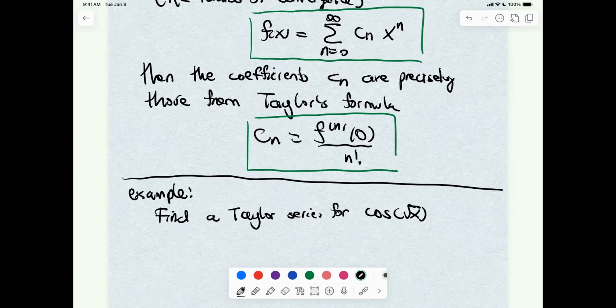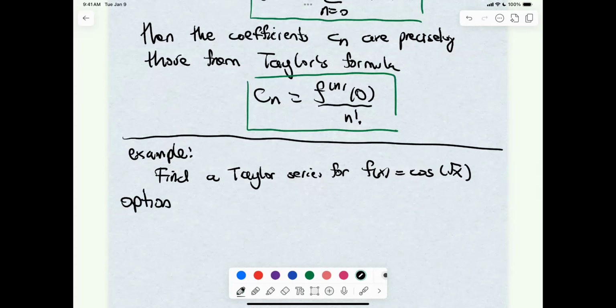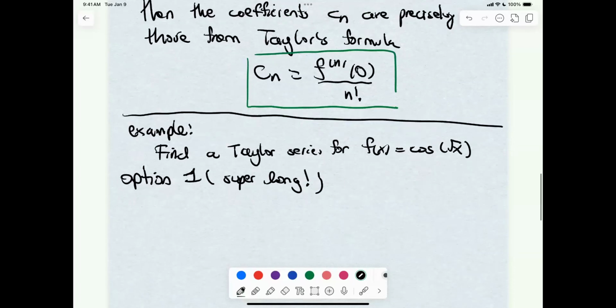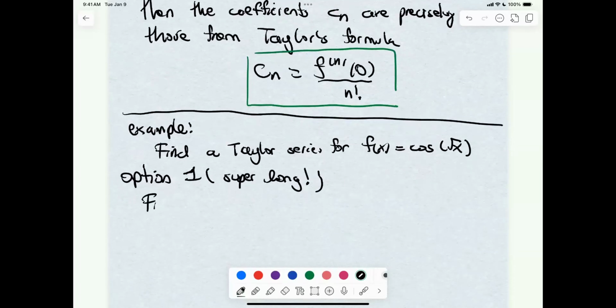So option one, which is the tedious option, is to find a formula for all the derivatives of this function, right? It is the one that you don't want to try at home. Option one, which is super long, so you won't use it, is that you would find a formula: find f prime of 0, f double prime of 0, f triple prime of 0, dot dot dot.